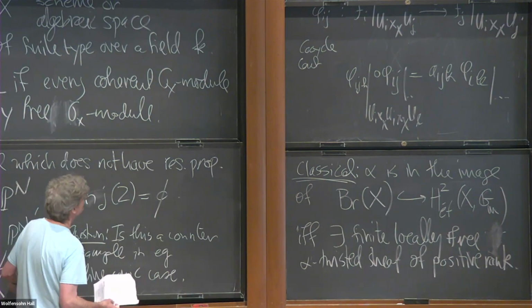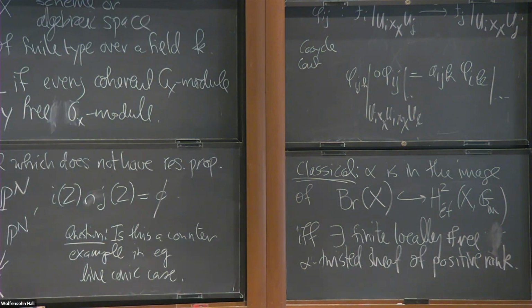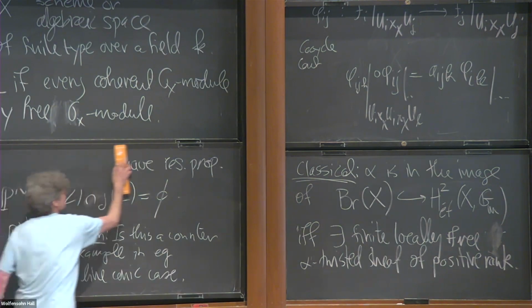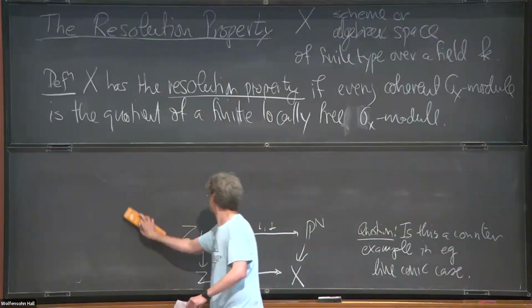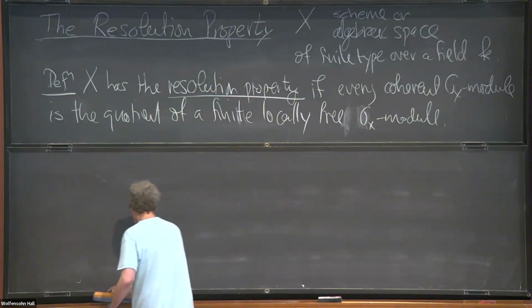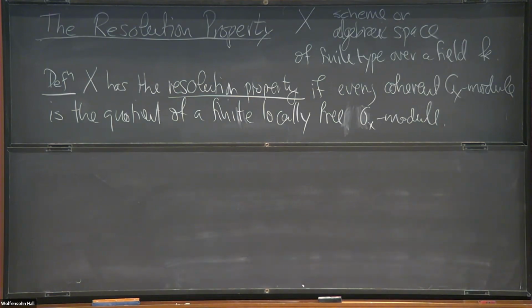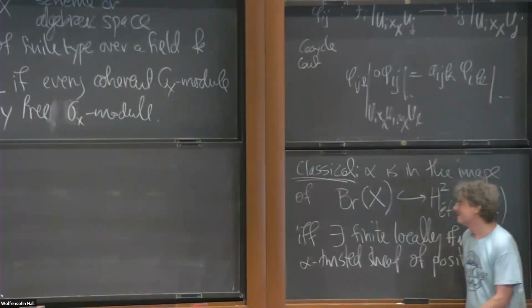Okay, so let's make a definition. What does finite mean here? That means the rank is finite, so it's locally free. Locally you have some integer so that it's O to the power of that integer, and you want that integer to be finite.